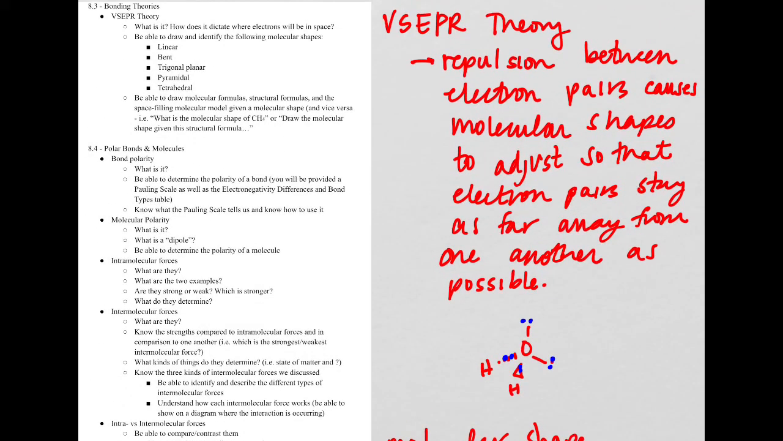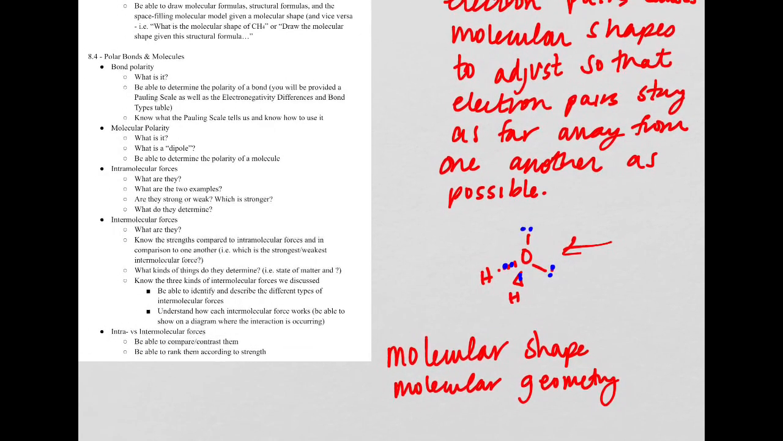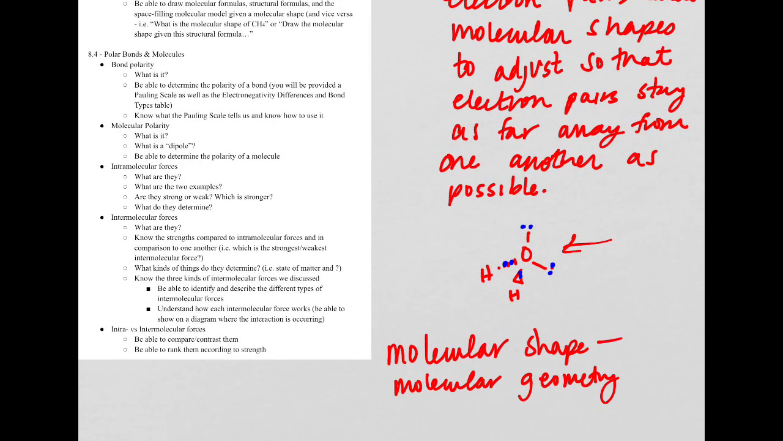Okay, so that's what you need to know about VSEPR theory. What is it? How does it dictate where electrons will be in space? Linear, bent, trigonal planar, pyramidal, and tetrahedral are the shapes that you're going to be responsible for. You're responsible for being able to draw them like I just did right now, and for being able to identify which shape it is. And if I give you the shape, you need to tell me the name, and vice versa.